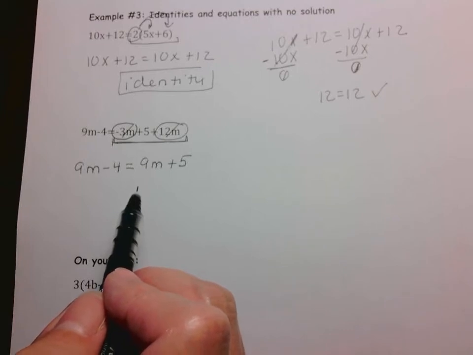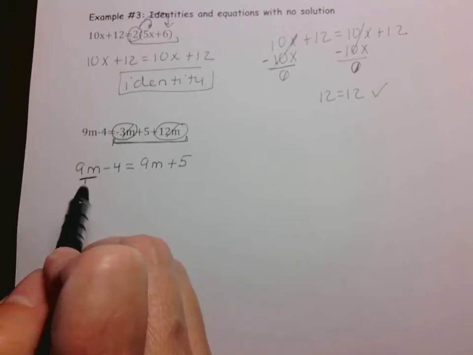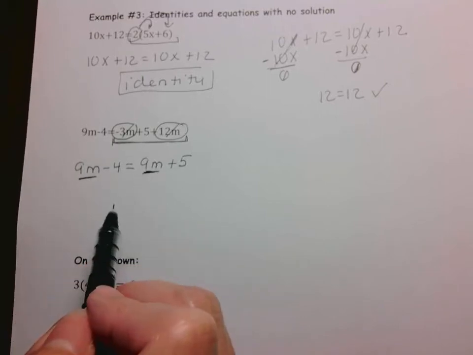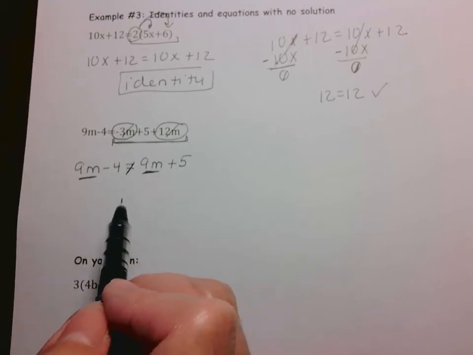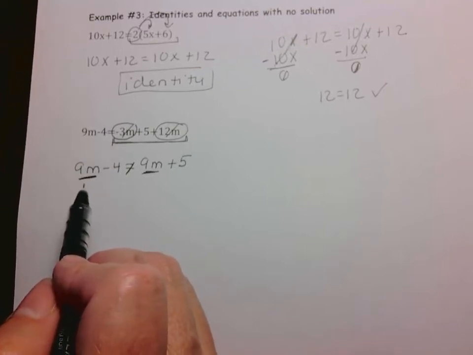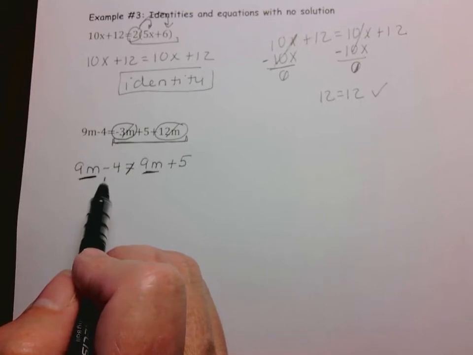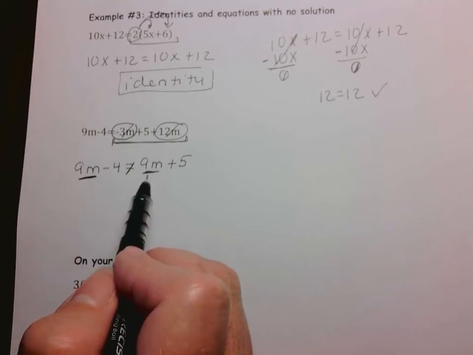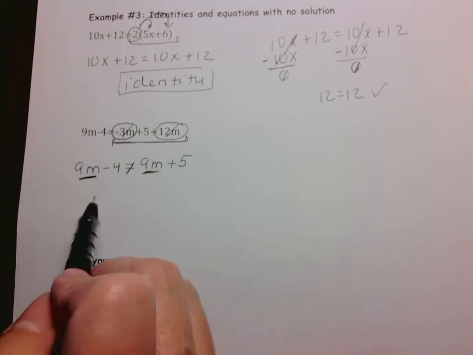Is there any possible value of the variable that will ever make this equation true? It doesn't matter what 9m ends up being. There's no way these equations would ever be true. You can't take a number, because 9 times m will end up being a number of some sort. I can't take any number and subtract 4, and then take that exact same number and add 5, and have those equations be equal. That will never happen. So there's no solution to this.